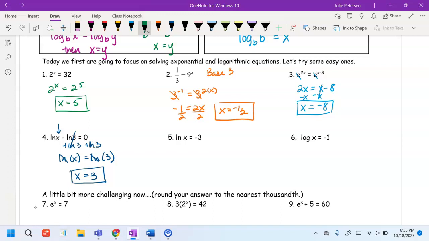We would have brought these two together using our quotient property. So this is subtraction, so I would have rewritten this as natural log of x over 3 equals 0. And then we'd rewrite it in exponential form. So in exponential form, this is base e. So we'd say e to the 0 equals x over 3. 1 equals x over 3. Therefore, x equals 3. So I think you can see that on this case, this is the longer way around.